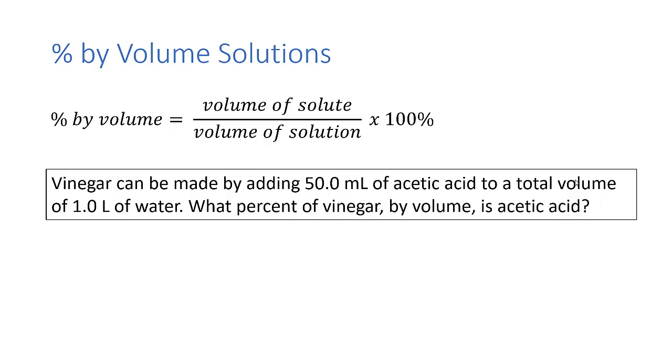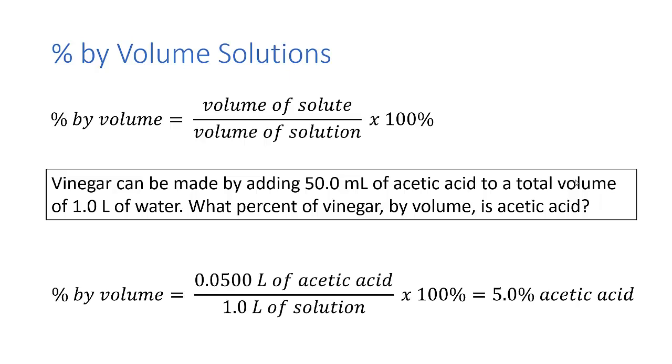Vinegar can be made by adding 50 milliliters of acetic acid to a total volume of 1 liter of water. So what percentage by volume is acetic acid? So all you do is you take your volume of your solute, which is 50 milliliters, and divide it by the total volume of your solution. And so that is 1 liter, which gives us 0.05 divided by 1 times 100 gives us 5% acetic acid.